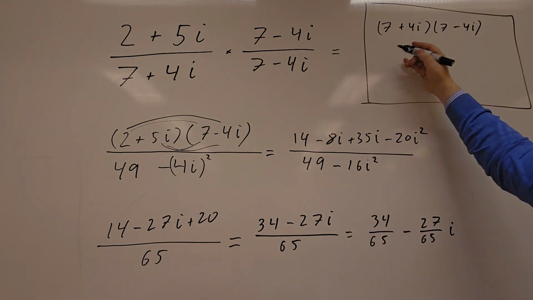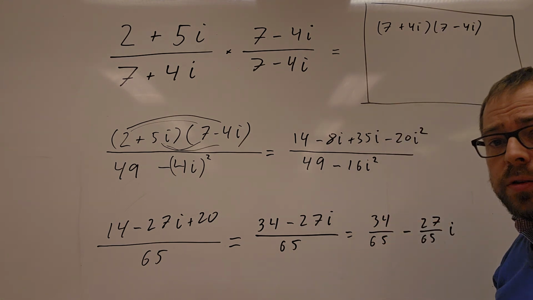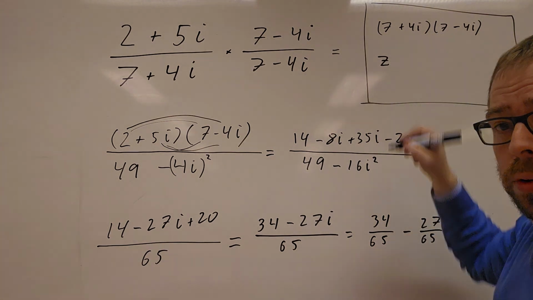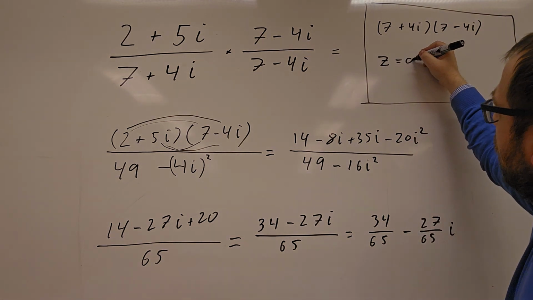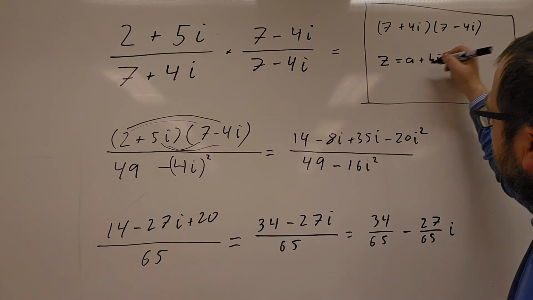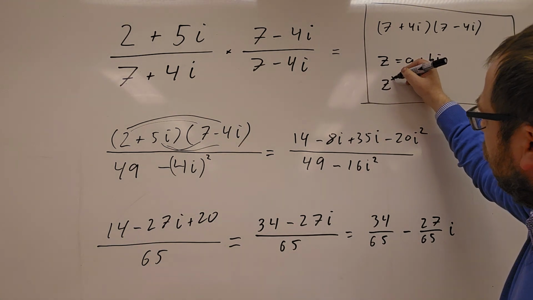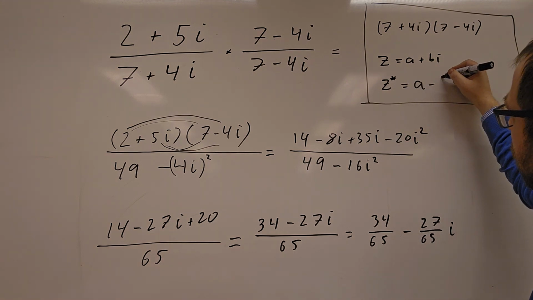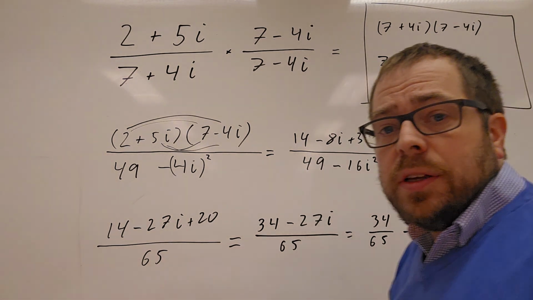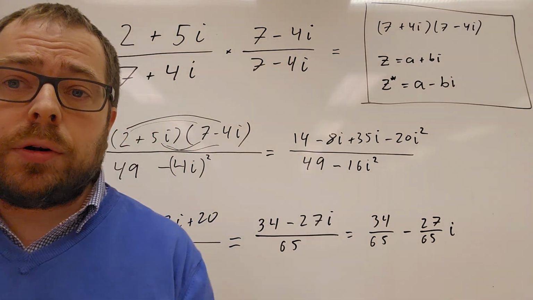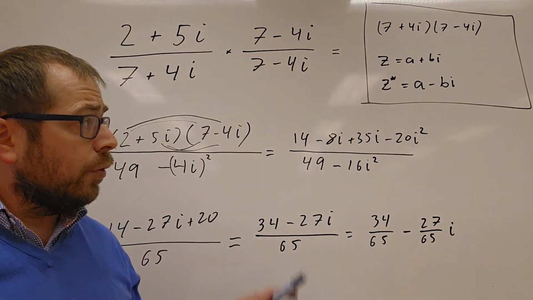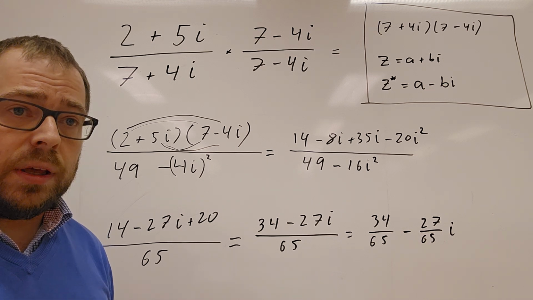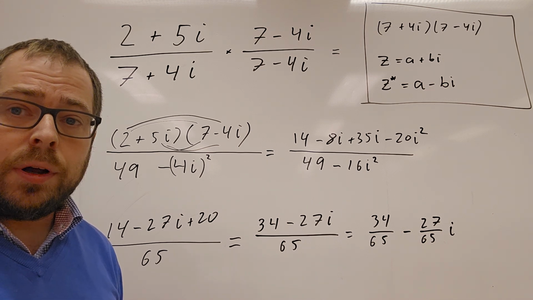The complex conjugate we sometimes denote with a star. So if z, which we often use for complex numbers, equals a plus bi, then z star, the complex conjugate of z, equals a minus bi. This is useful as a method for solving division, for solving some other tasks, and you will need it for the tasks that you got in the lesson.